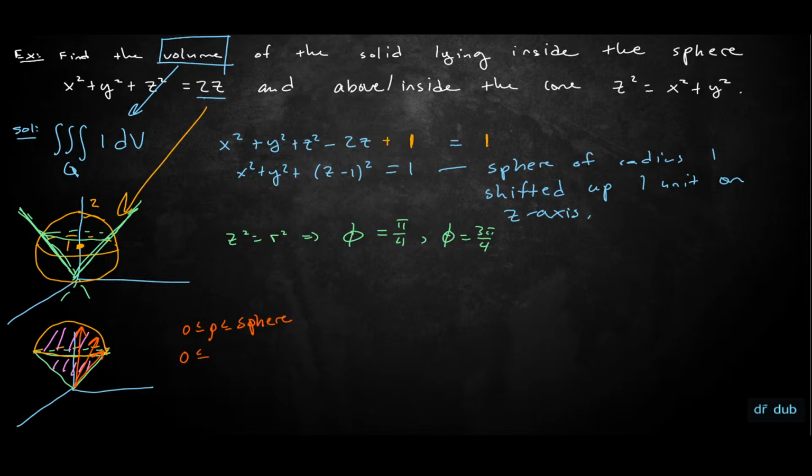Theta is an easy target. It's going from 0 to 2 pi because we're going all the way around the z-axis. And phi is going to go from the z-axis down to the cone, which we already know is the cone pi over 4. So the sphere in spherical coordinates becomes rho squared equals 2 rho cosine of phi.